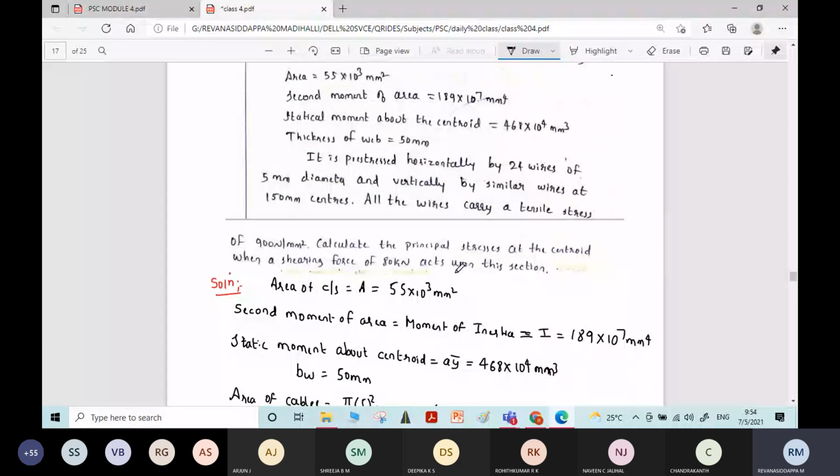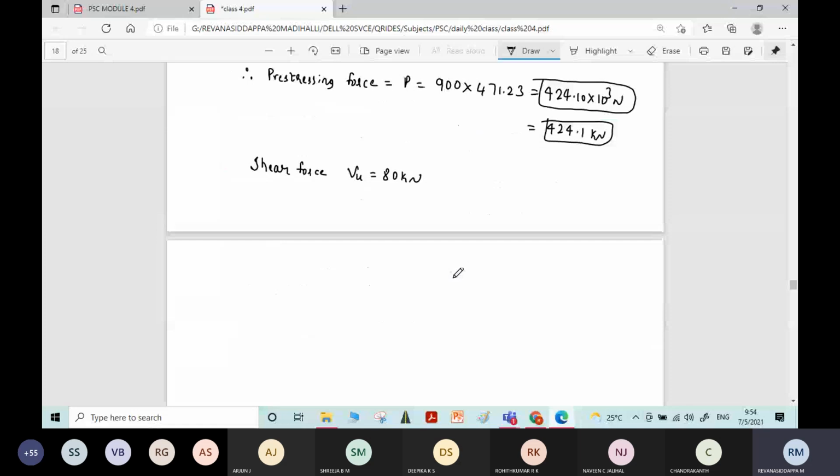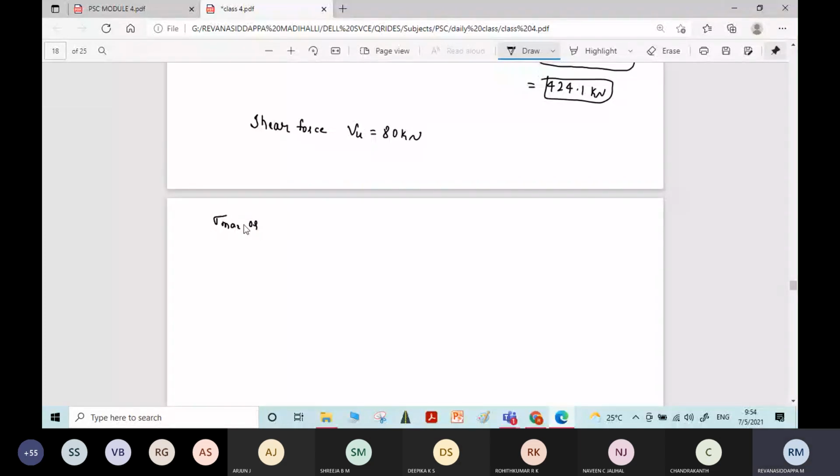We know the formula to find the principal stresses. Write it first. Sigma max or sigma min is equal to fx plus fy whole divided by 2, plus or minus half of root of fx minus fy whole square plus 4 tau v square. Okay. Now you find one by one.